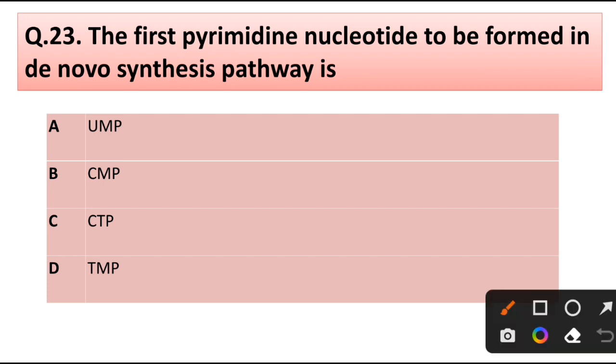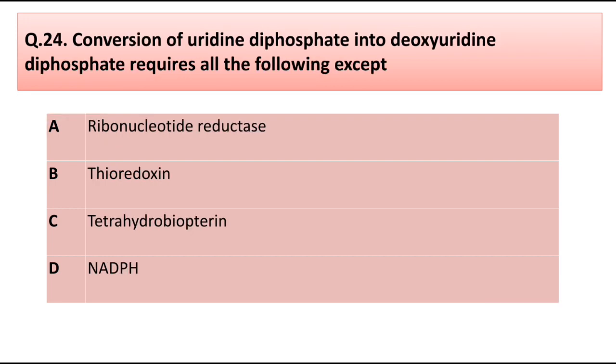Question number 23. The first pyrimidine nucleotide to be formed in the de novo synthesis pathway is UMP, CMP, CTP, or TMP. Correct answer is option A. UMP is the first pyrimidine nucleotide formed in the de novo synthesis pathway.